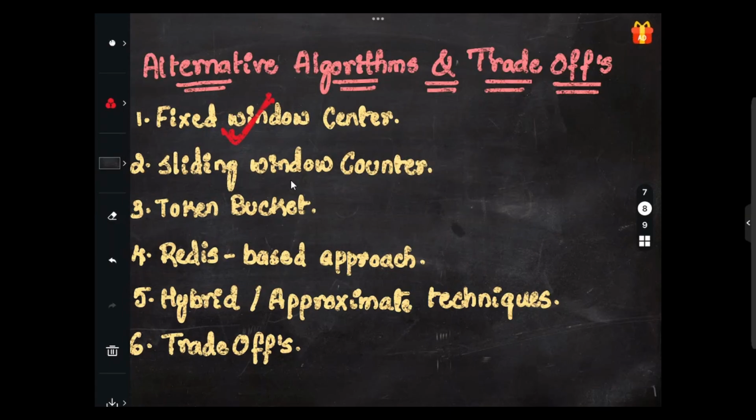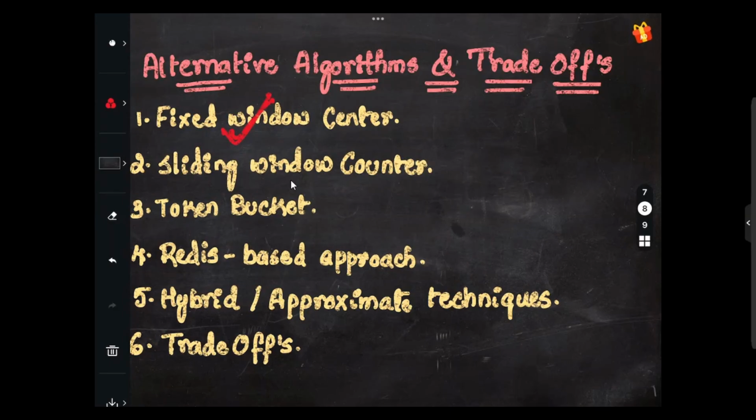A simple example is hitting the end of the window, then the start of the next. This is one of the biggest cons actually. So this is best for low cost approximate limiting with burst tolerance. So this is fine.